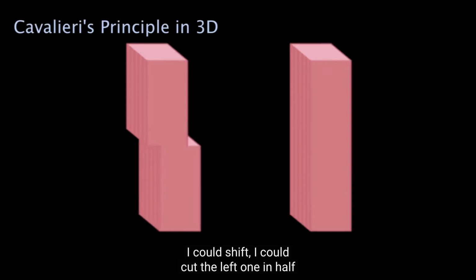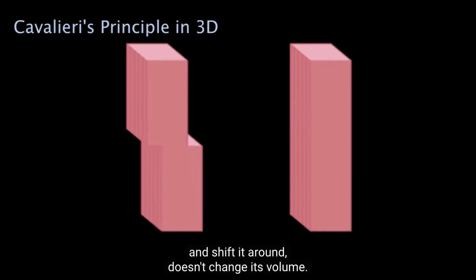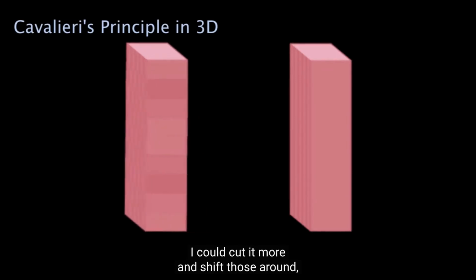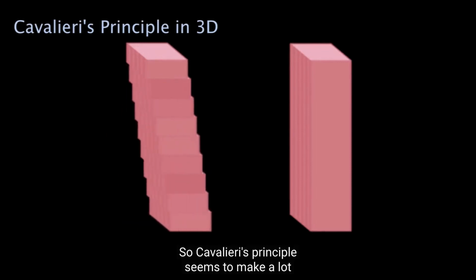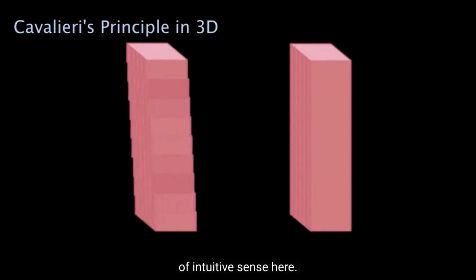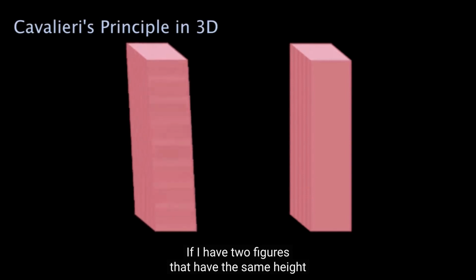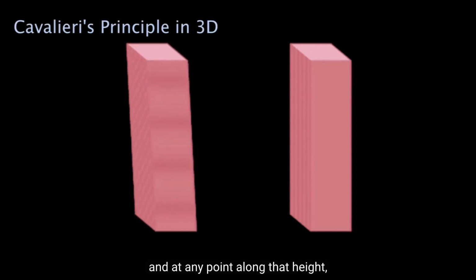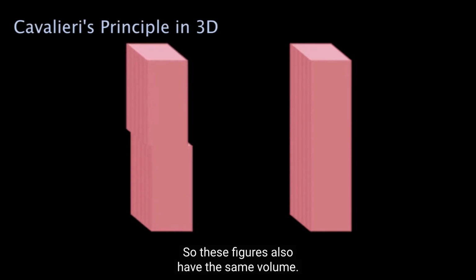I could cut the left one in half and shift it around, doesn't change its volume. I could cut it more and shift those around, still doesn't change the volume. So Cavalieri's principle seems to make a lot of intuitive sense here. If I have two figures that have the same height, and at any point along that height, the cross-sectional area is the same, then the figures have the same volume. So these figures also have the same volume.